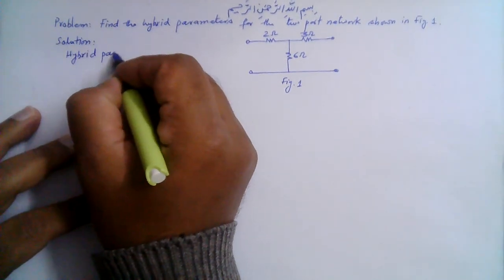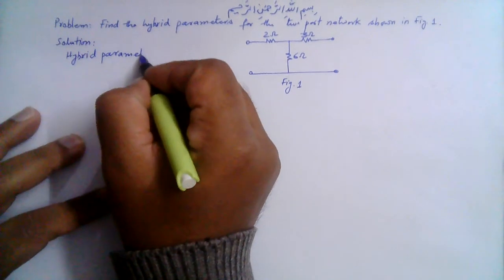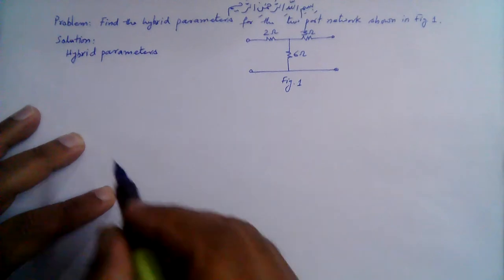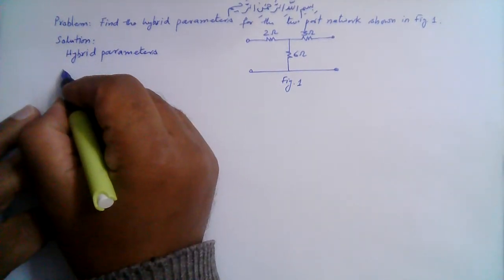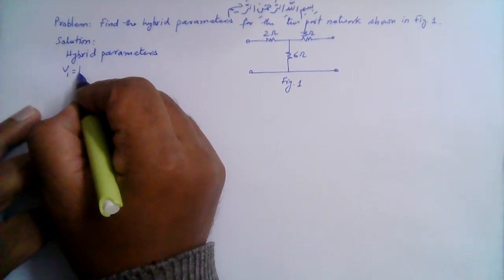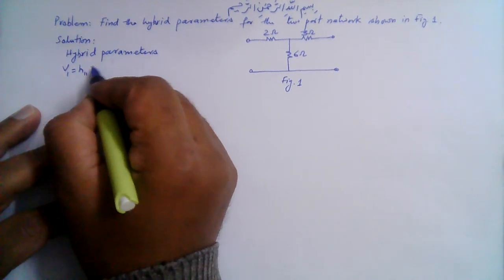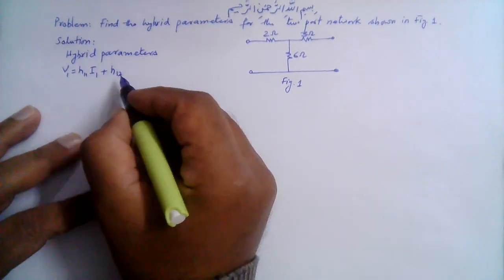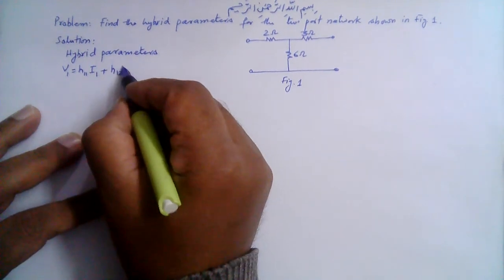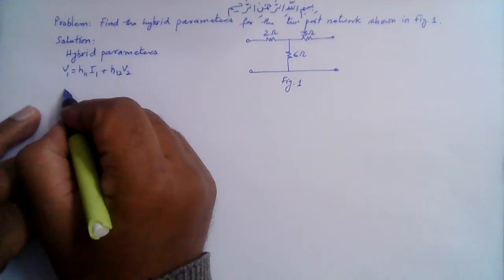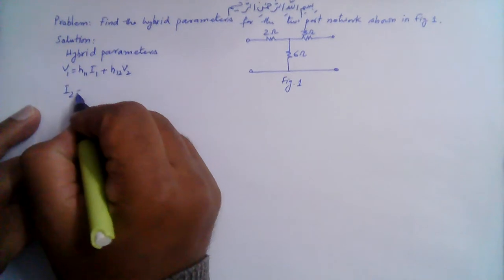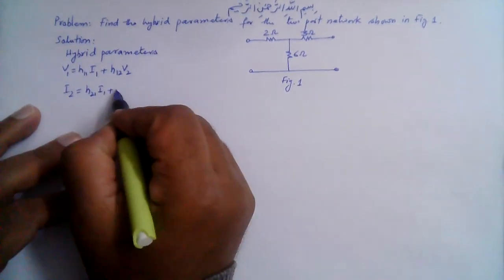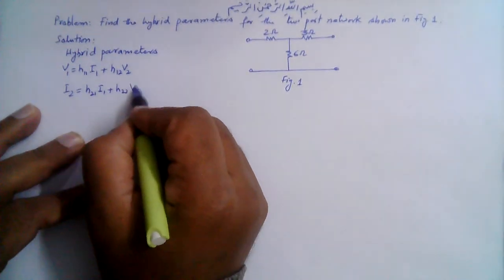Hybrid parameters. So hybrid parameters are defined by these two equations. So V1 is equal to H11 I1 plus H12, the second parameter, H12 V2, and here I2 is equal to H21 I1 plus H22 V2.